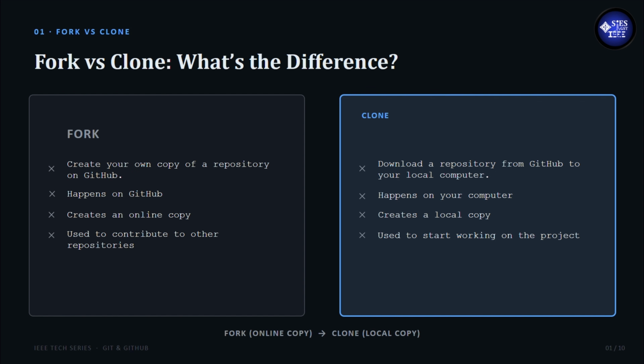Once you fork it, it entirely happens on GitHub. You can think of it as an online copy. Once you are satisfied with your changes, you can send them back to the original repository through a pull request. Now let's look at clone. A clone downloads a repository from GitHub to your local computer. Instead of creating an online copy, it creates a local copy that you can edit using your preferred code editor such as VS Code. Think of it as: fork is an online copy on GitHub and clone creates a local copy on your computer.